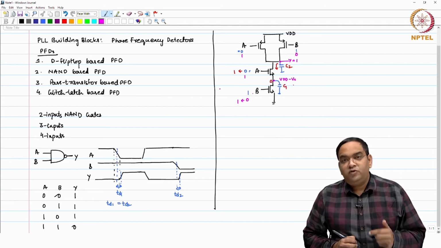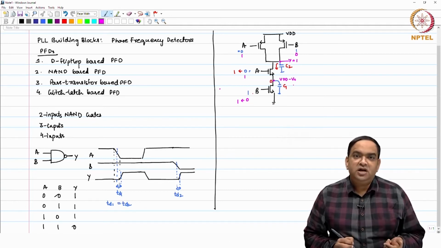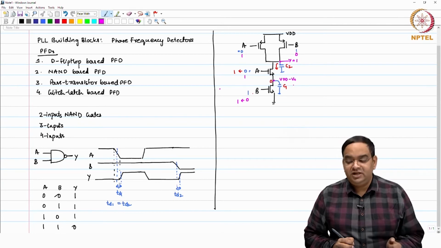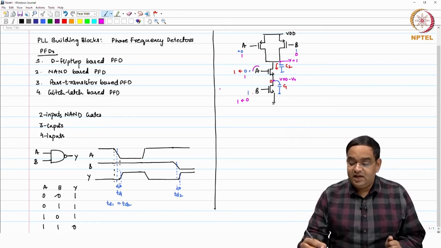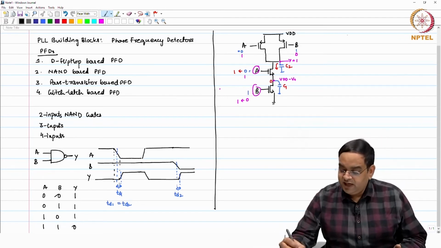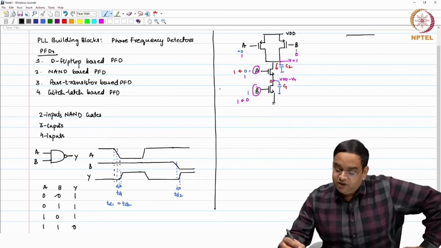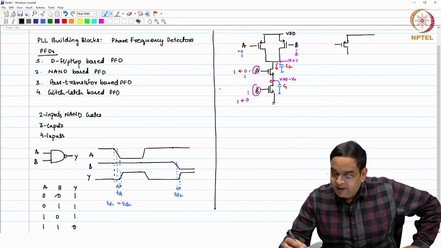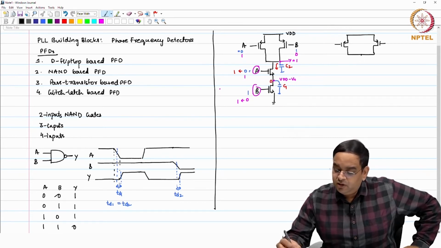It depends on whether A is triggering the change in the output or B is triggering the change in the output. This will make the input transition to output transition delay dependent on the signals A and B, which is not desirable. So, what we would like to do is make it symmetric with respect to the inputs. So, you can make it symmetric by using the symmetric gate where for each transition the same thing happens.